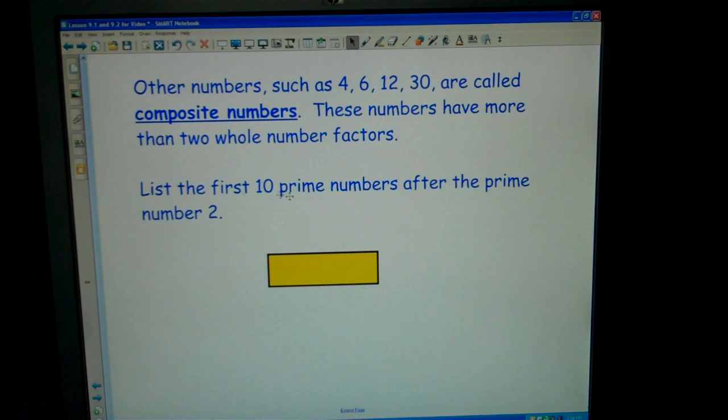So, list the first 10 prime numbers after the prime number 2. So those are the ones that I was just going through. Prime numbers. You make a little list and see how many you can get, because I only show a couple here.